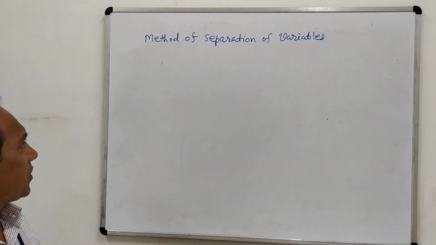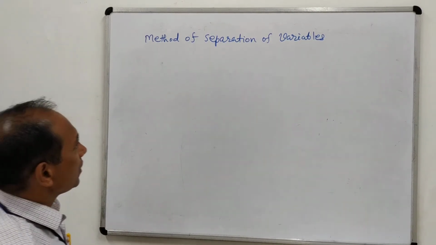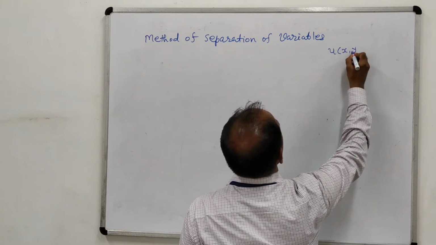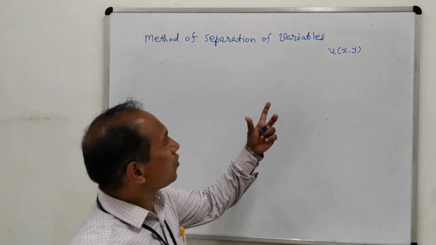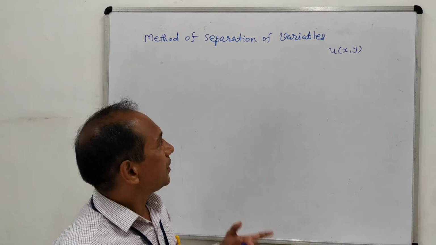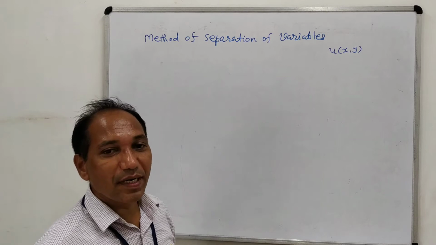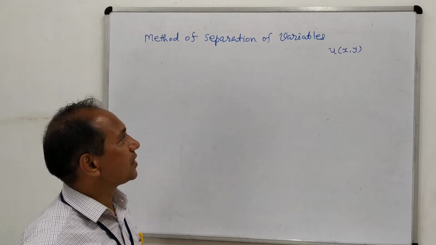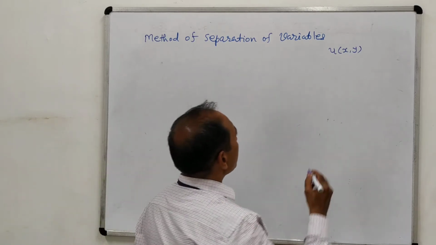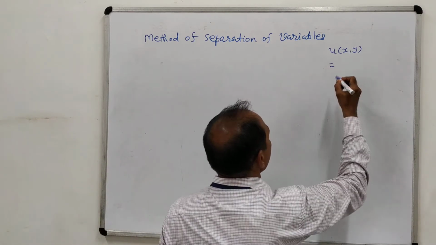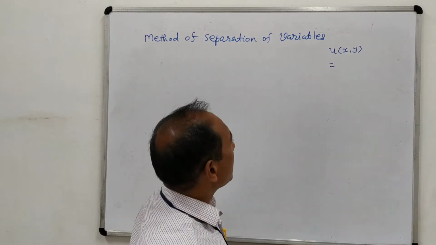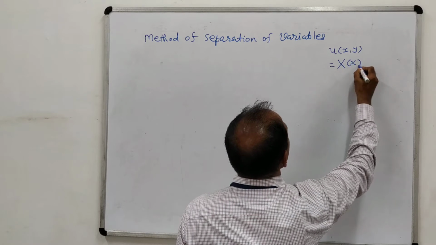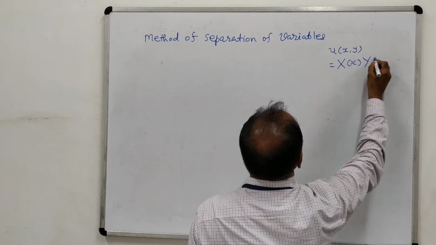Here method of separation of variables means what? We will be given some function u of x and y. So we know that u is some function that depends upon x and y. So we will consider x and y as independent variables and u as the dependent variable. In this case we want to separate out the variables containing small x and small y. For that we will have to consider this as the product of two different functions.